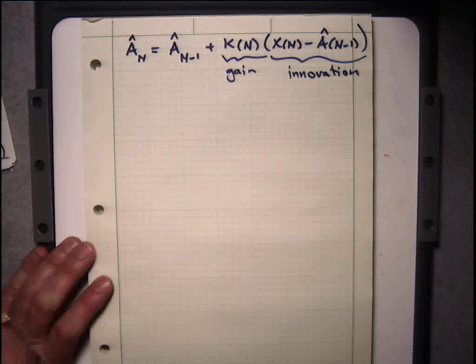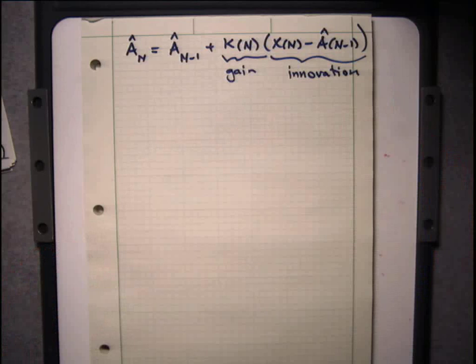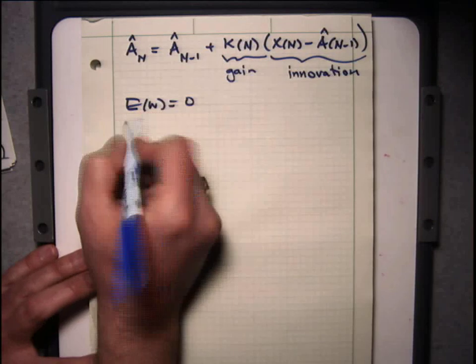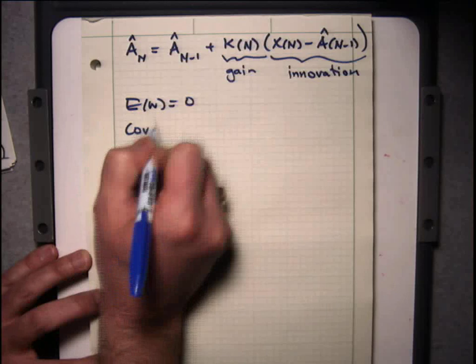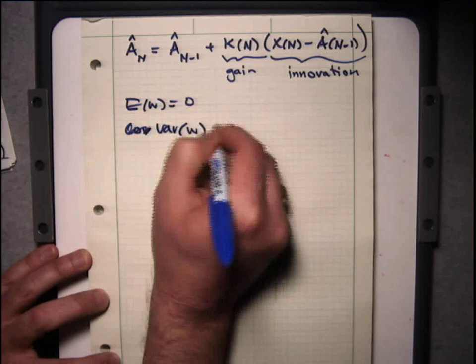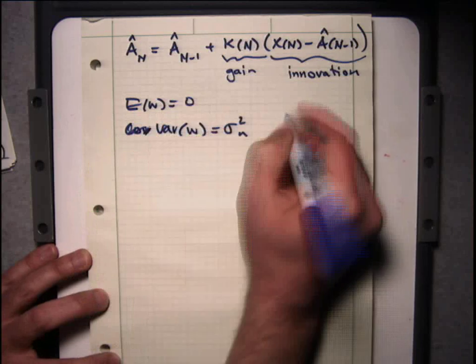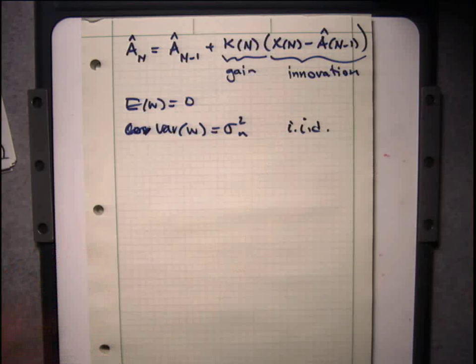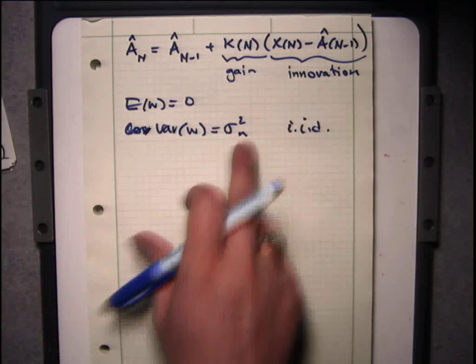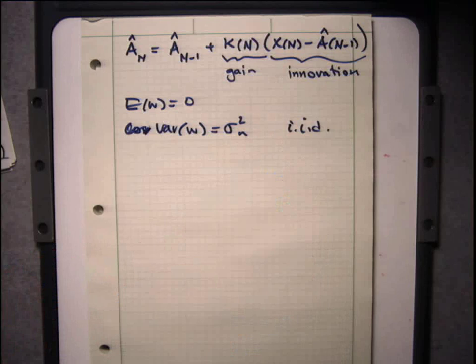Now, if you make the assumption that the noise is zero mean and its variance, I should say, of W is sigma squared n, and they're IID, okay? So each sample is zero mean and it's got variance sigma n squared, and this n can change, right? So the variance doesn't have to be the same from sample to sample.